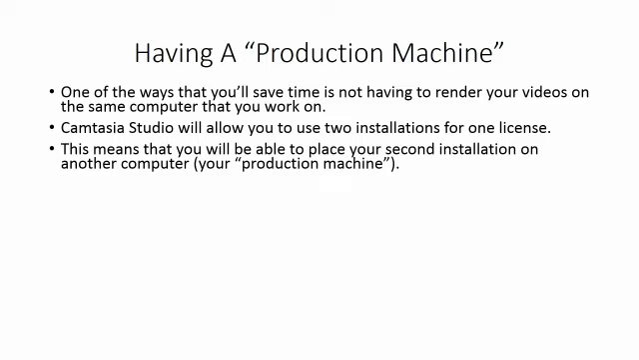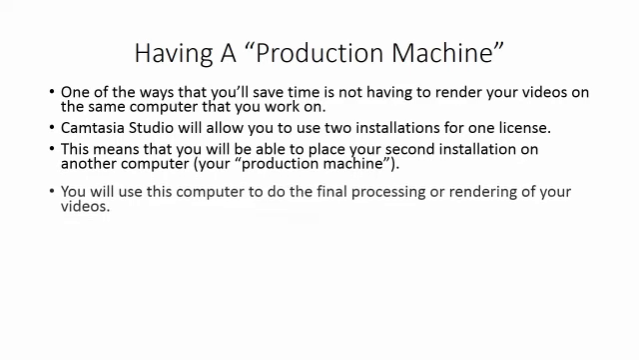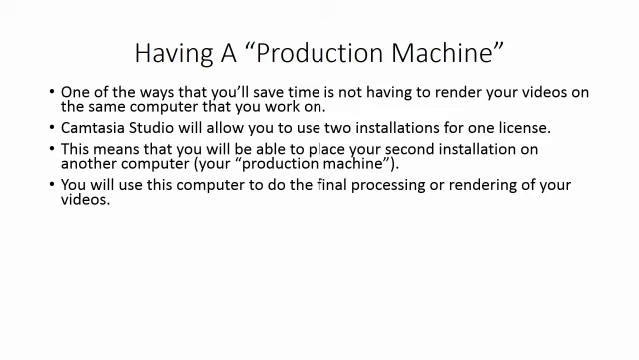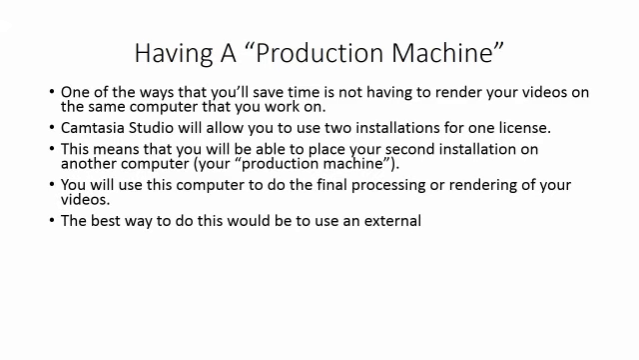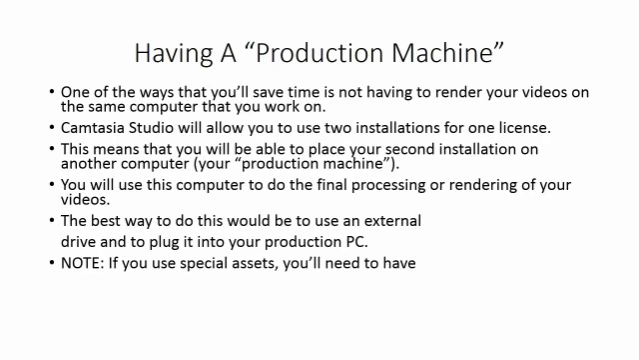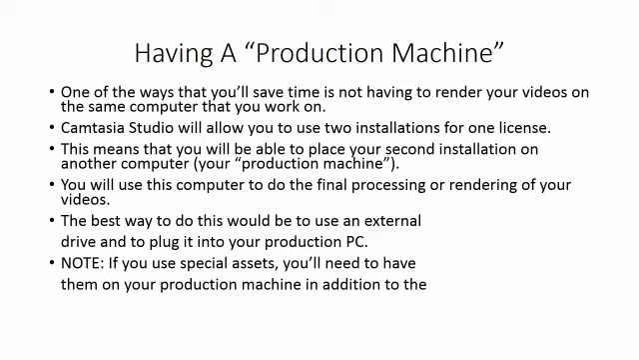We're calling this, in this video, a production machine. You will use this computer to do the final processing or the rendering or production of your videos. The best way to do this would be to use an external drive and to plug it into your production PC. If you use any kind of special assets in your library, you're going to need to make sure that you export those assets out of your library on one machine and import them into the library on your production machine.